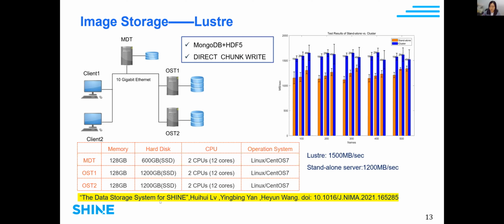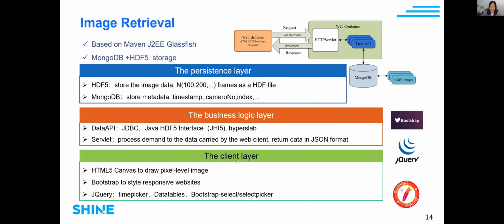This paper published in A introduces details about the image storage. The next part, image retrieval. The retrieval system is based on the Maven Java 2 Enterprise Edition class-based platform. The architecture is composed of 3 parts.